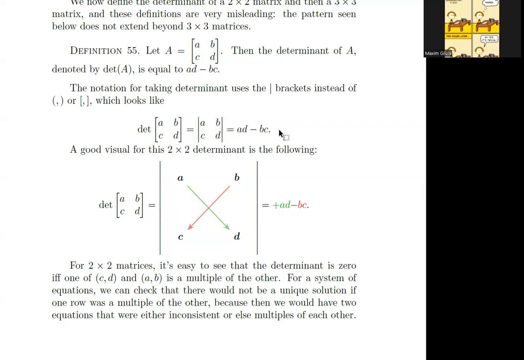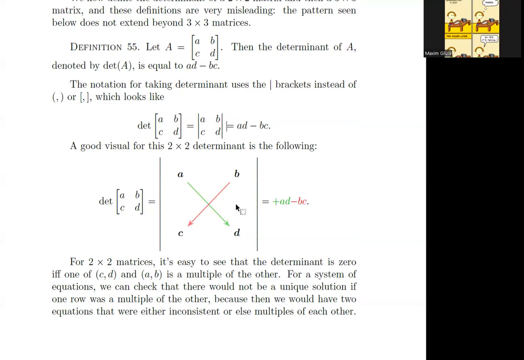And we could check for a 2 by 2 that the determinant is 0 if and only if (c, d) and (a, b) are multiples of each other. So if (a, b) is like 3 times (c, d), or if (c, d) is 0 times (a, b), then the determinant is 0. That's if and only if, actually. And for a system of equations, we could check that there would not be a unique solution if one row was a multiple of the other, because then we would have two equations that were either inconsistent or multiples of each other. So in the first case, we would get no solutions. And if they're multiples of each other, we would get infinitely many solutions.